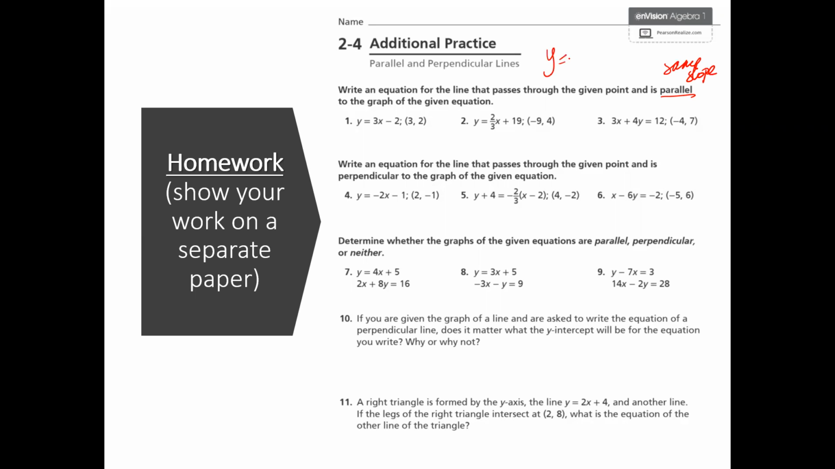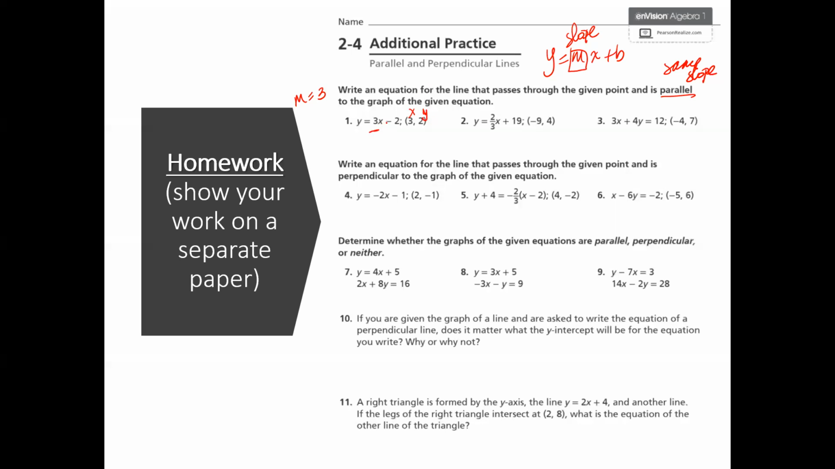And as you remember, your slope is always going to be in front of the x value, which is represented by the letter m. So looking at number 1, you have the slope of 3. So you know your slope is 3. The point they're giving you is x equals 3 and y equals 2.